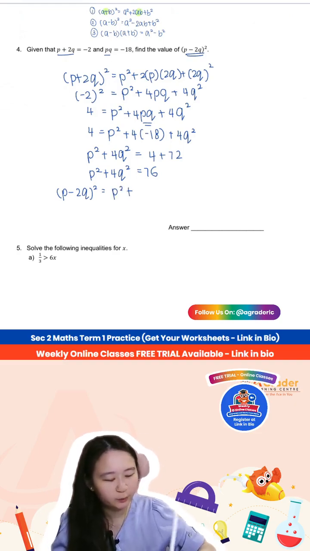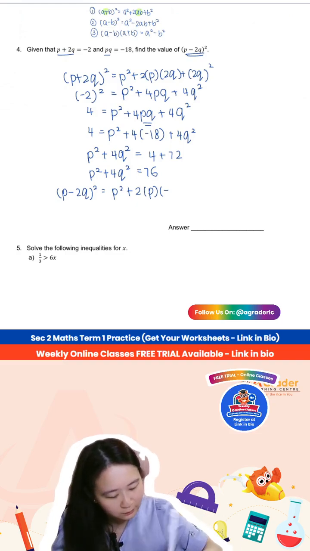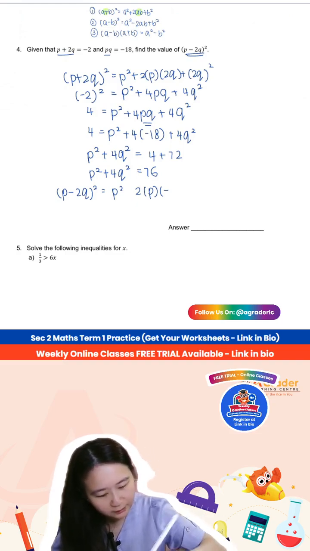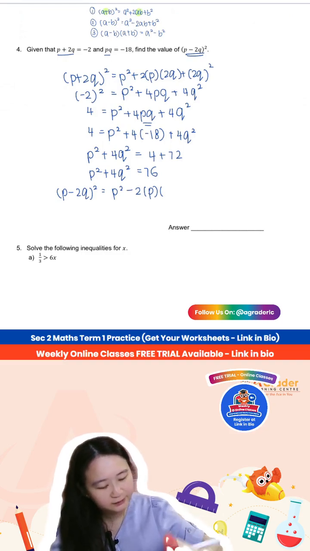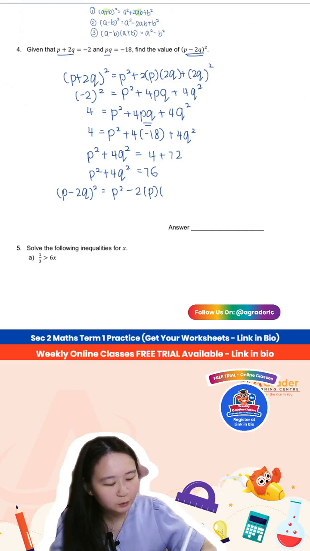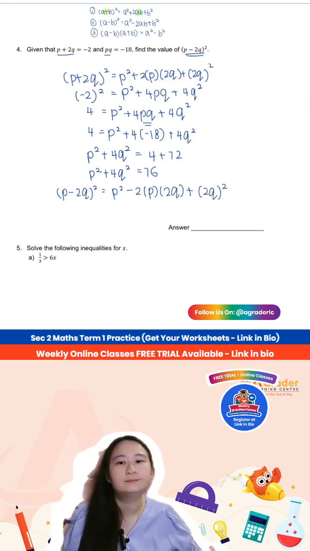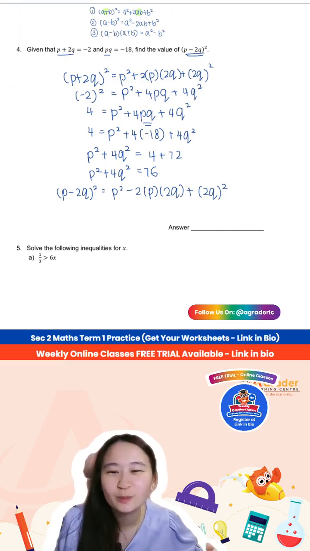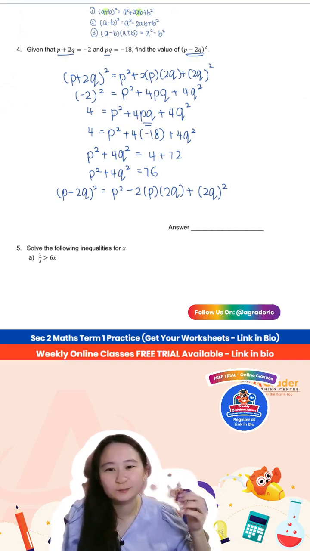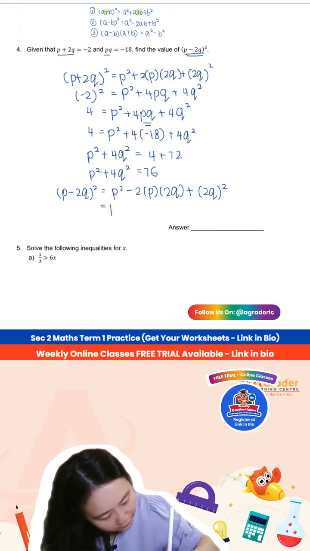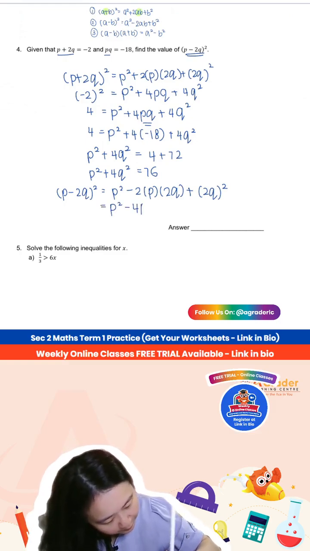We'll have p squared plus 2 times p times... wait, this one should be minus, then I don't have to write this negative sign here. So p squared minus 2 times p times 2q plus 2q the whole thing squared. Because we're applying the identity here, equals p squared minus 4pq plus 4q squared.